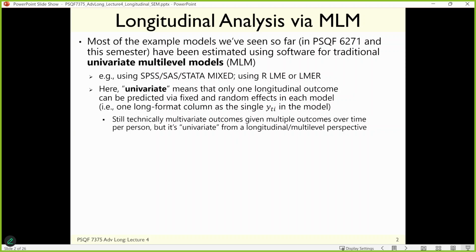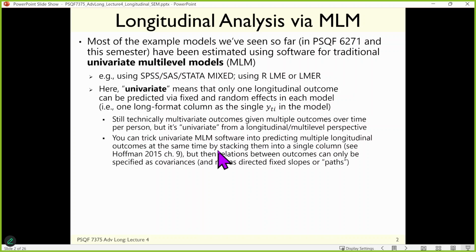Like we have multiple outcomes if you have 3 occasions, right? That's 3 outcomes per person. But if they're stacked in a data set, I'm still thinking of it as one thing that's been measured 3 times. If you wanted to measure multiple things each 3 times, then you would need a multivariate version of a model, and that's really where the world of SEM and MSEM come in handy. So we have univariate, what we know so far. You can trick univariate software into doing multivariate models.